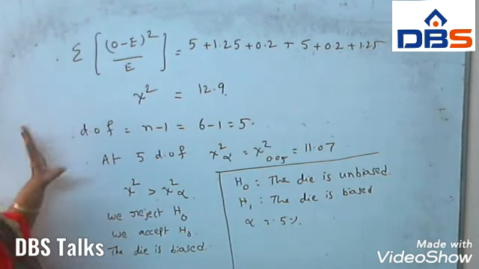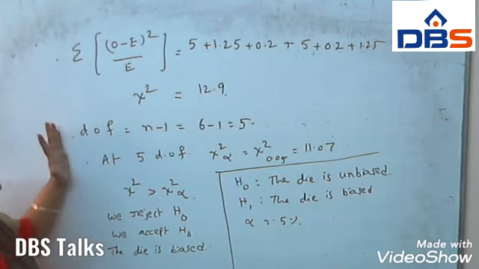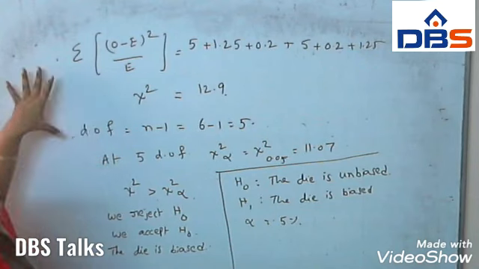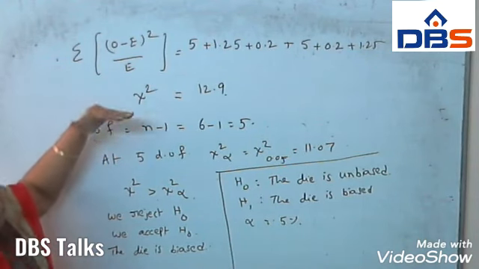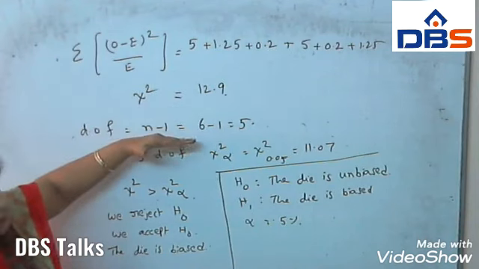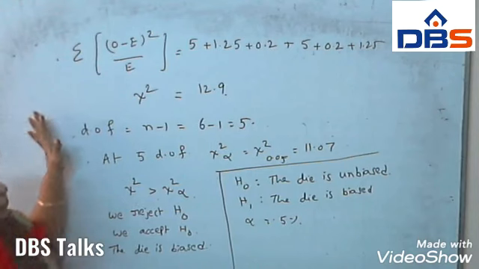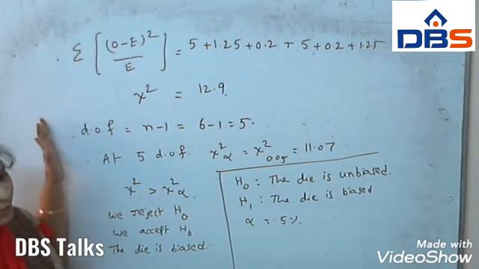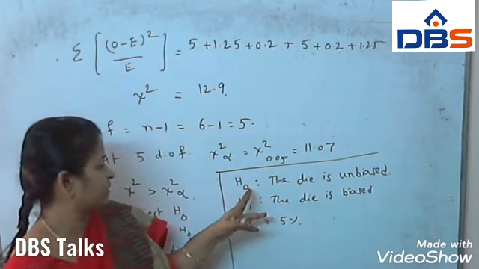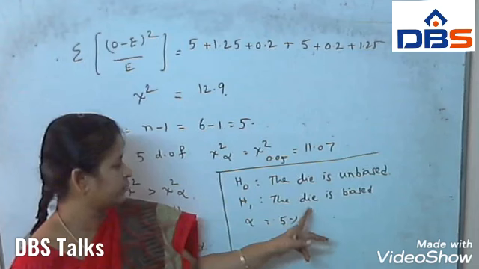A die is thrown 120 times. Which face we get how many times is given in the table. The face with 1 comes how many times? The face with 2 comes how many times? This is the given data. Using this data, we have to find whether the die is unbiased or not. So first we have to set up H naught, that the die is unbiased. H1, the die is biased.